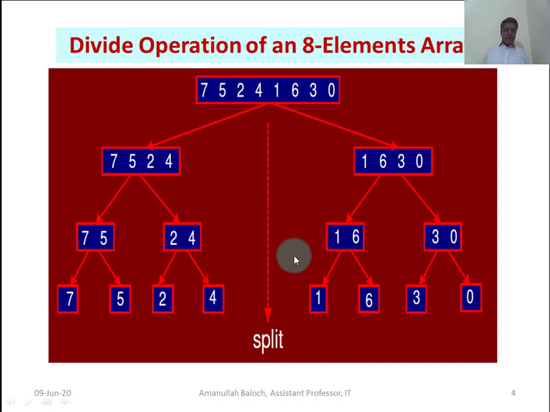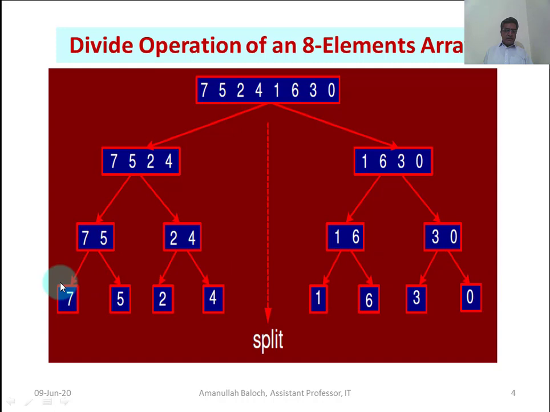Now here is the situation where we have so many arrays, that is 8 arrays. Here we have a single array, at the next level we have 2 arrays, then 4 arrays, and at the 4th level we have 8 arrays, but each array contains a single element. When an array contains a single element, that array is called a sorted array. Now we have more than one array, but all the arrays are sorted.